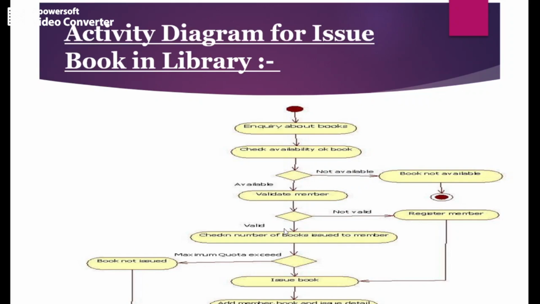If the member is valid, you check the number of books issued to that member. How many books can you issue to a member? For example, I have given a restricted number of 8. If the member is not valid, then try to register that member. Check the number of books issued to the member. If it exceeds the maximum number, you cannot issue the book: book not issued, because more than 8 you cannot issue in a semester. His turn is over, so you cannot issue the book.